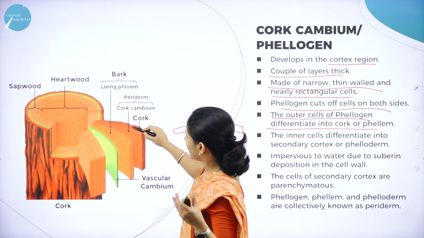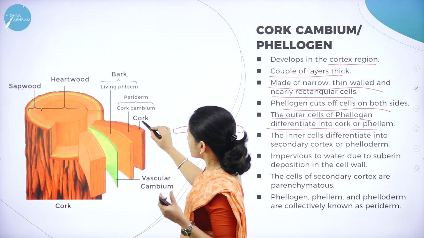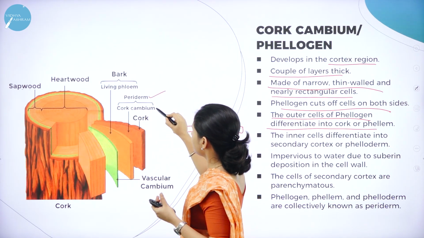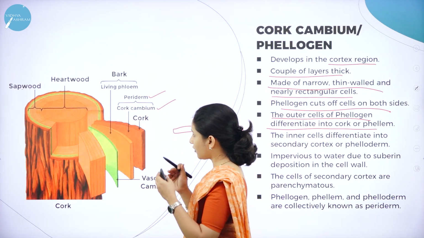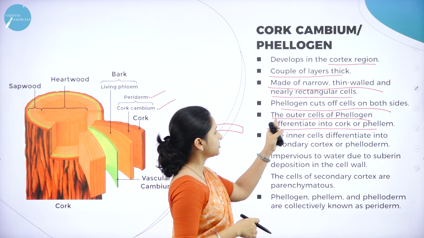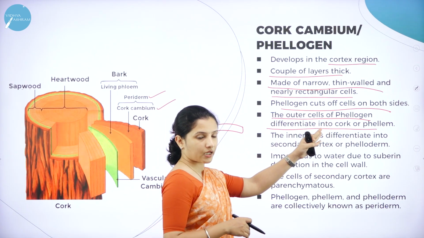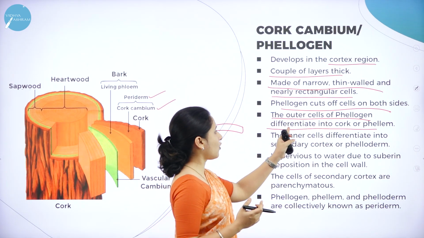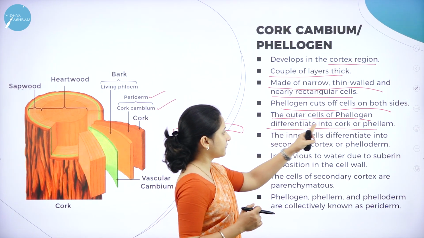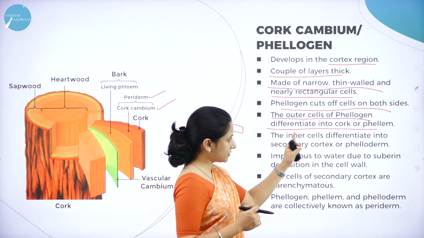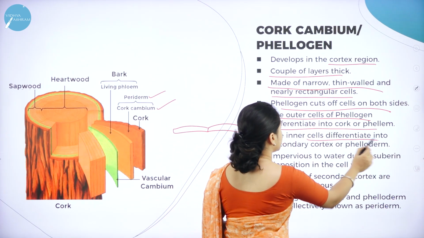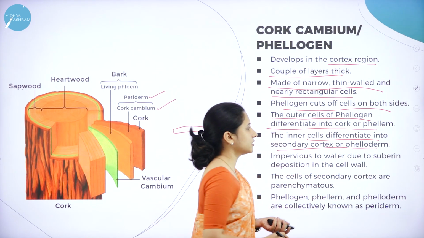So the cork cambium cuts the cells into the periderm and the cork layer. The outer cells of the cork cambium, once it cuts, form the cork or the phellum. So here it forms the cork or the phellum. Once it forms the cork or the phellum, the inner cells differentiate into the secondary cortex or the phelloderm.